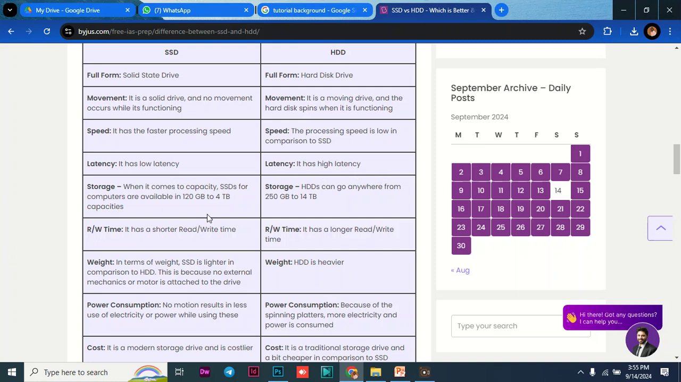When it comes to capacity, SSDs for computers are available at 120 GB to 4 TB capacity. But when you talk about the hard disk, we have capacity starting from 250 GB to 14 TB, so it can store a very large amount of data. In terms of read-write time, it takes a very short time in the solid state disk, but in the hard disk it takes a longer time in the read-write compared to the solid state disk. So these are just some of the differences between those.